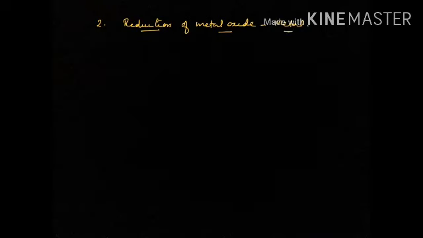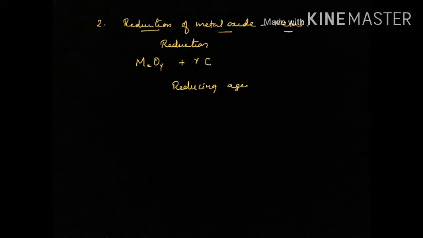So here the reduction reaction is taking place. For example, we can represent this equation as follows. We know that a particular metal oxide, let it be MxOy, this is a metal oxide. Capital letter M is the metal, combined with oxygen. So that metal in its oxide form will react with a reducing agent. We know that for the reduction to take place, a reducing agent is needed. So it will react with a reducing agent to give out our metal, that is xM.